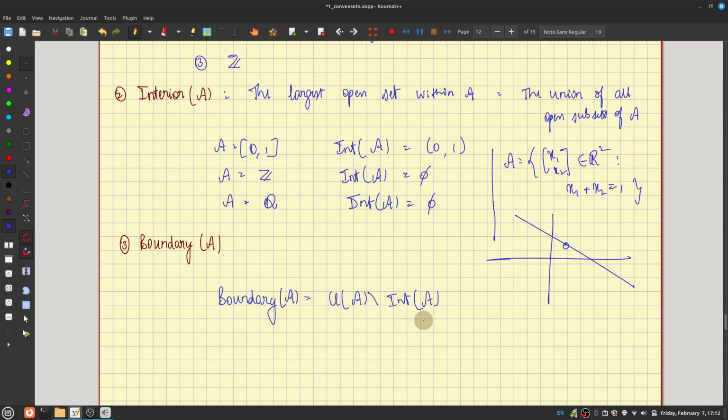This definition of interior is not very helpful. That's what you said, right? If I want to reduce x1 squared plus x2 squared, the line would still lie in my interior.